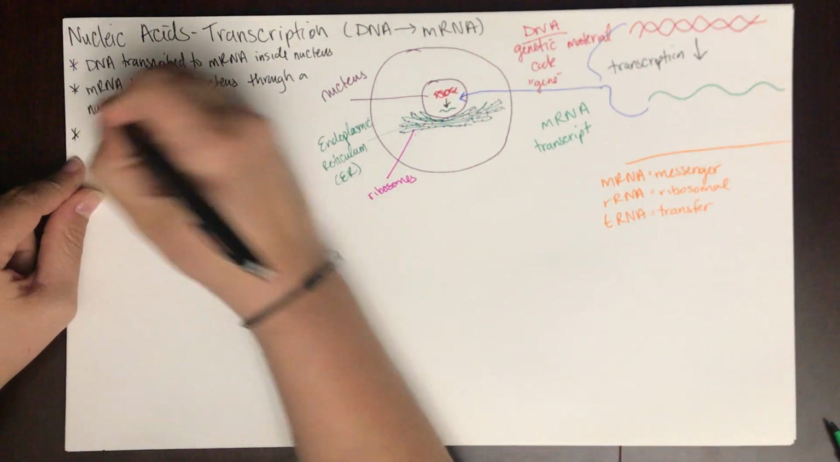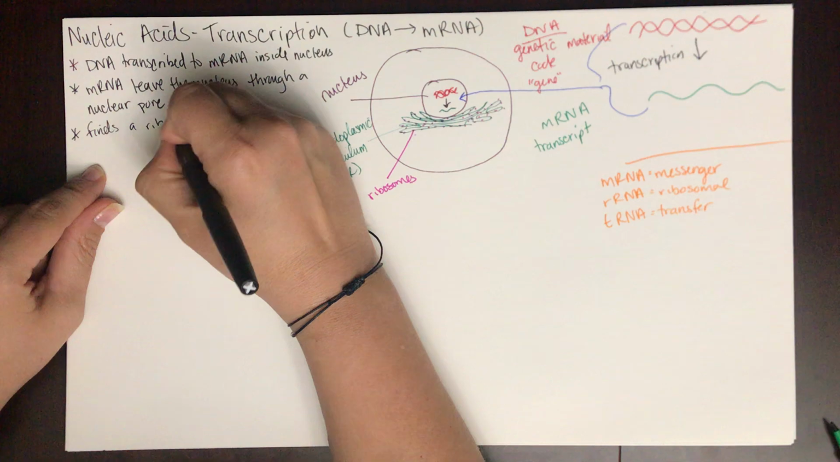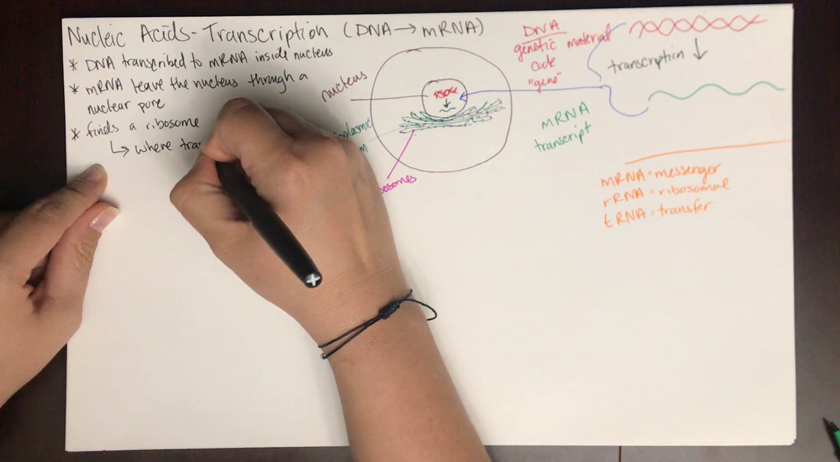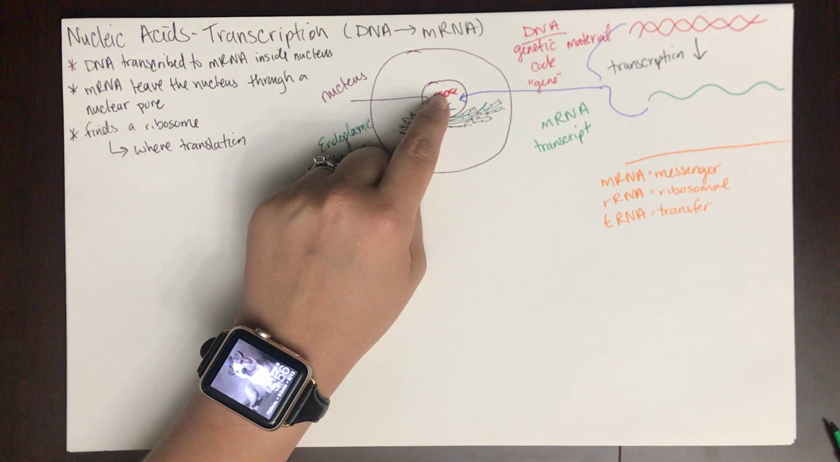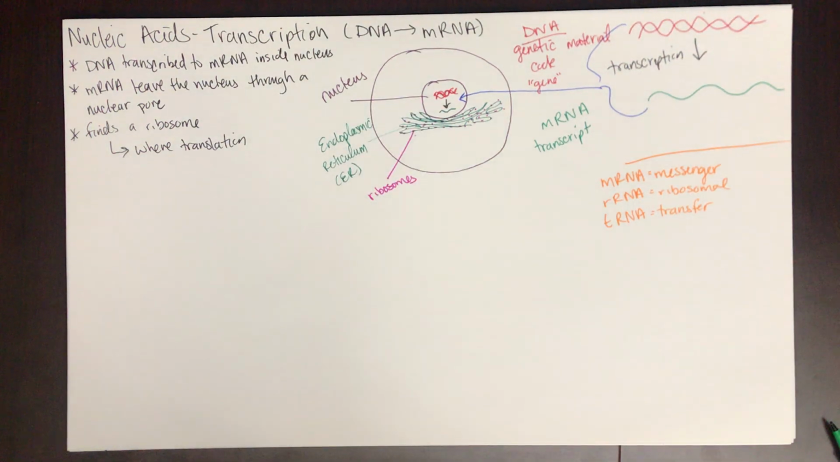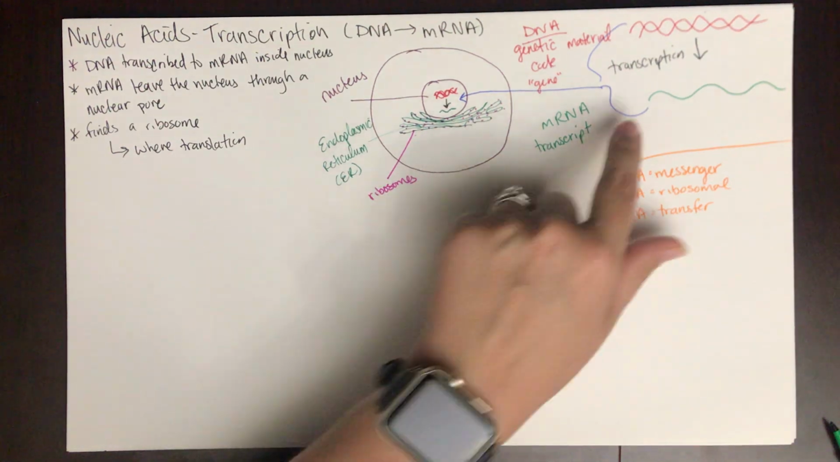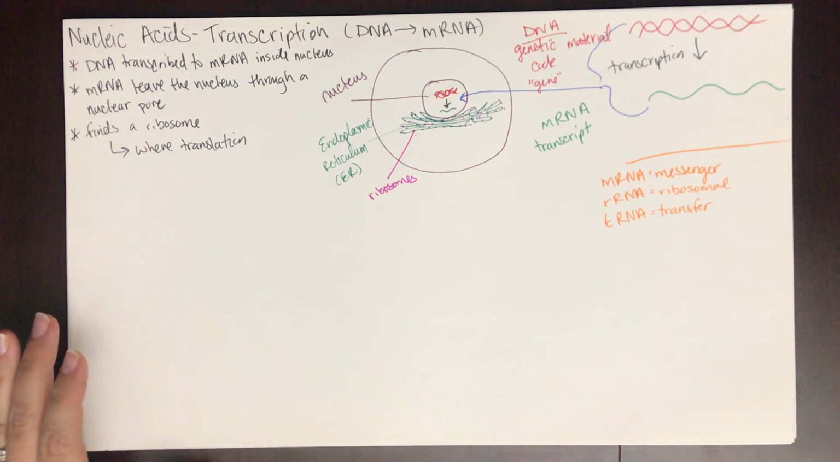Once the messenger RNA leaves the nucleus through a nuclear pore, it finds a ribosome. And on the ribosome, this is where translation happens. And this is the next step. So transcription physically happens in the nucleus. The next step that we'll talk about later, translation, happens on the ribosome, which is right outside the nucleus. So the transcript, the messenger RNA, is allowed to leave the nucleus where the DNA is not. So that's the first thing that we need to talk about. So let's talk about the stages of transcription.